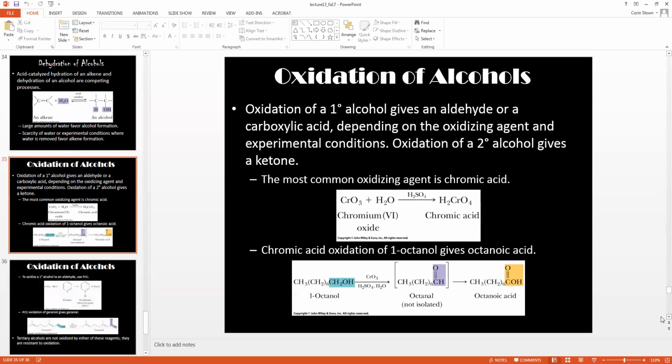Now, one of the other ways that we see alcohols reacting is in oxidations. The oxidation of a primary alcohol gives an aldehyde or a carboxylic acid, depending upon the identity of the oxidizing agent and experimental conditions. Oxidation of a secondary alcohol is going to give a ketone. One of the most common oxidizing agents in chemistry is chromic acid. Chromic acid oxidation of 1-octanol is going to give octanoic acid. Note, octanal, the aldehyde, is not isolated. That's because it's so reactive that it goes quickly to the octanoic acid.